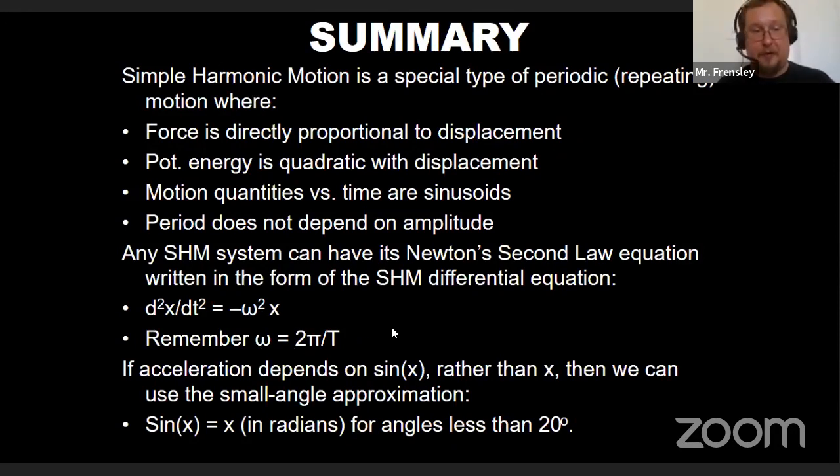Omega is 2 pi over the period. And if acceleration depends on sine x or sine theta, you get to say that sine x is the same as x, sine theta is the same as theta, if you keep that theta small. 20 degrees, whatever that is in radians, I don't even know.